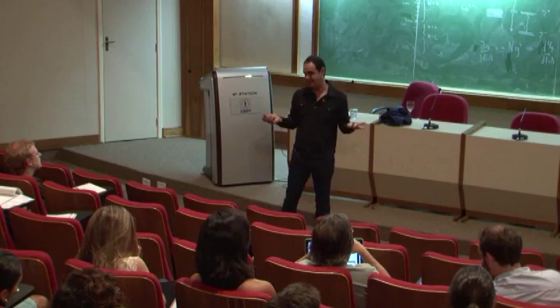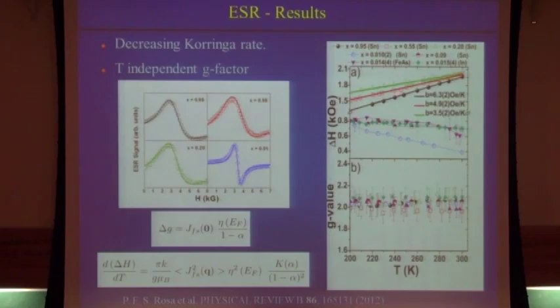So we see that when you go to the barium-rich limit, this Korringa contribution is decreasing. So the slope of that linear behavior is decreasing. And at very dilute regime, we don't have Korringa at all. So the Korringa contribution just disappears, which is strange, but it's still the same method. And we don't see, as a function of temperature, and neither as a function of concentration, any g shift. So we don't see an evolution of the internal field.